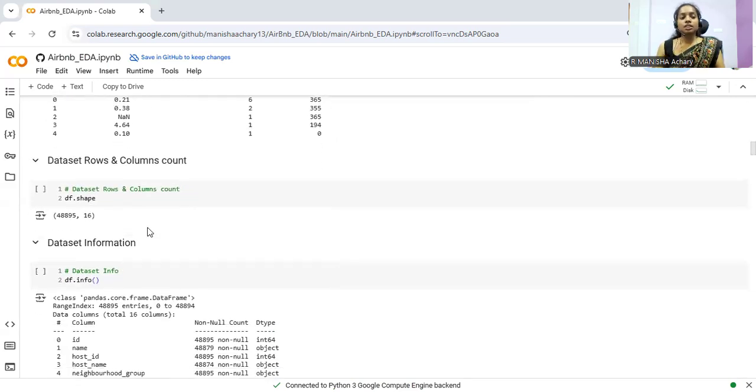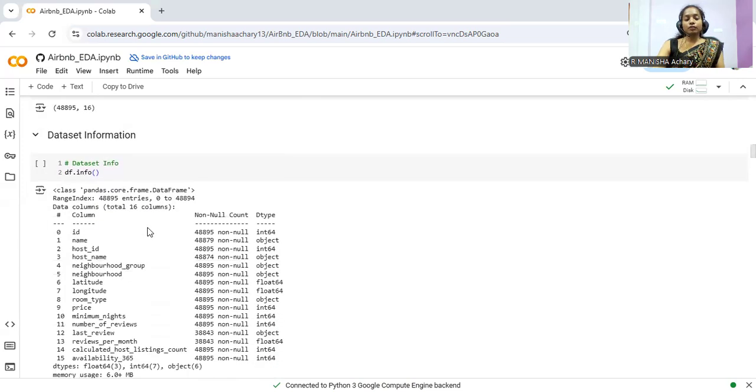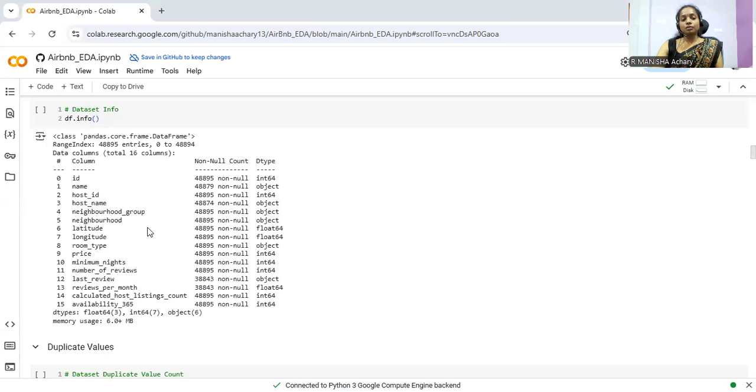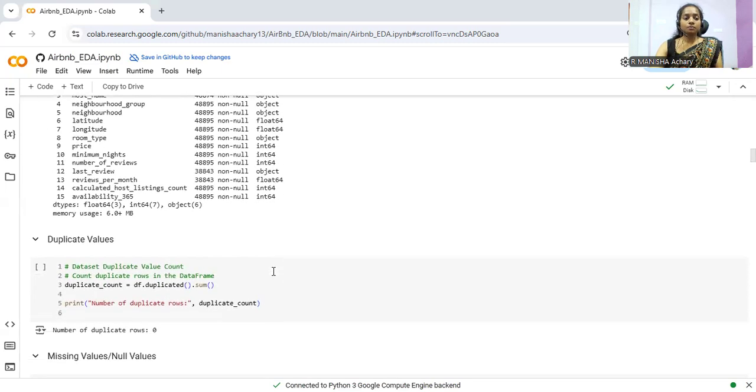The second task I have done is counting the dataset's rows and columns. df.shape will count how many rows and columns are in that particular dataset. And the df.info function will print all the information about the dataset, that is, the column names, non-null count, and data type of each particular column.